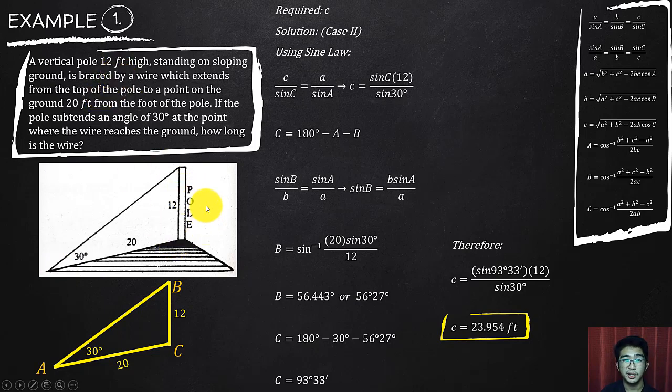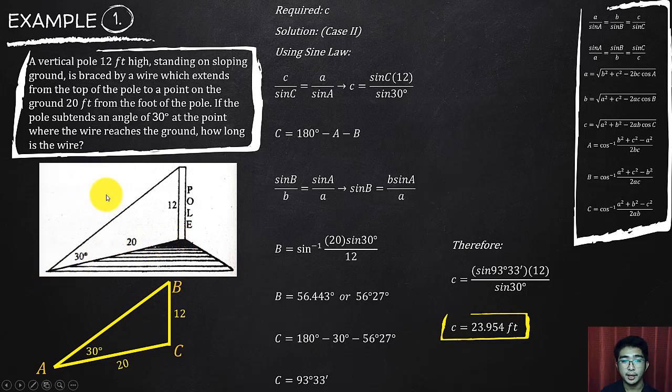So first, of course, we need to visualize the scenario. 12 feet high. It's braced by a wire, which extends from the top of the pole to a point on the ground 20 feet from the foot of the pole. Now, particularly, what is this distance? Of course, this is also the inclined distance from the foot of the pole. Since the ground is inclined, the measured distance from it is also inclined. So this is the inclined distance from the base of the pole to the position of the wire.